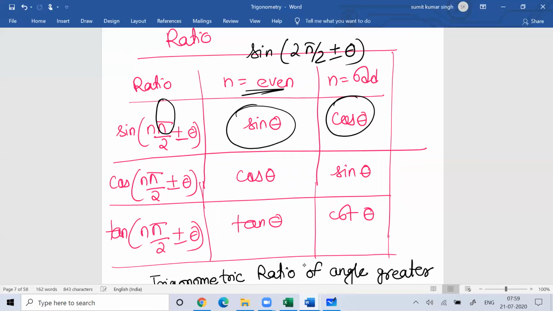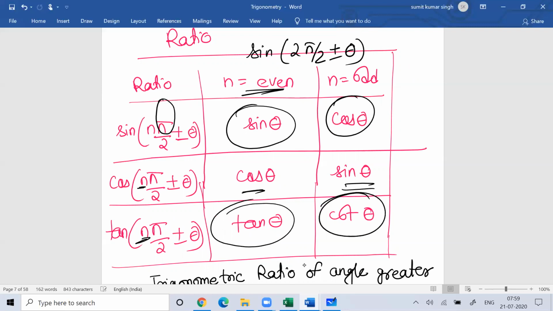So if n is even, then cos will remain as cos. While if n is odd, the cos will become sine. Similarly, if n is even, the tan will remain as tan, while if n is odd, the tan will become cot.